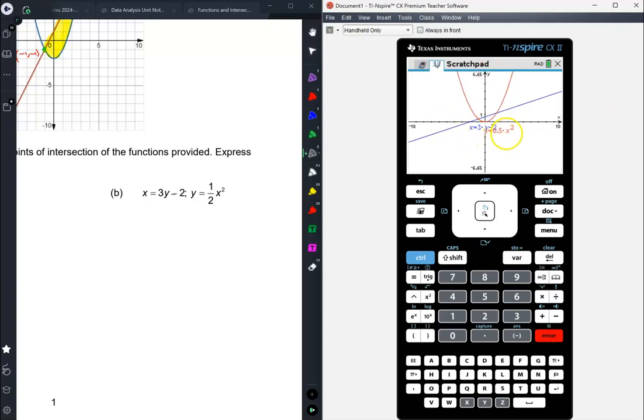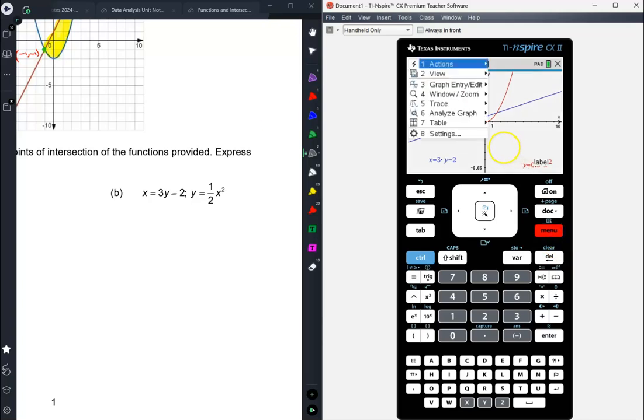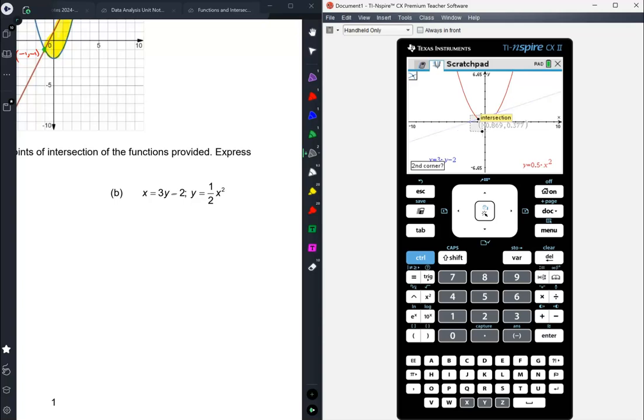Okay, so here's what I'm going to do. First, I want to move these labels away because they're just getting in the way. Now I want to find the point of intersection, and it's a little bit of a different process here. When you go to analyze graph intersection, it asks you first corner. So drag this anywhere here in the white space, click, and then drag. It's not going to be just a vertical line. It's going to be a whole region because it's a relation. So drag just so you can include that first point.